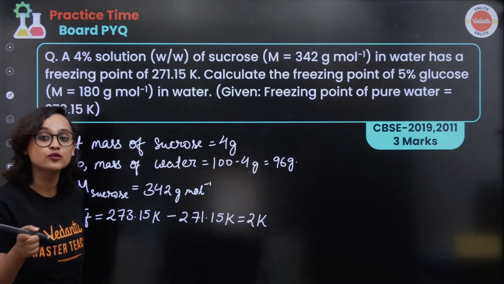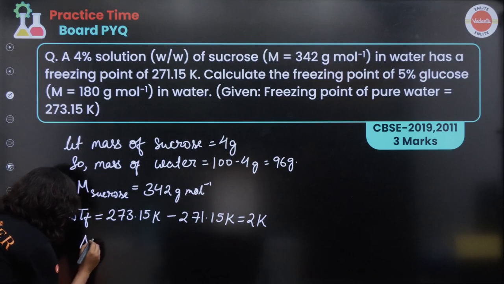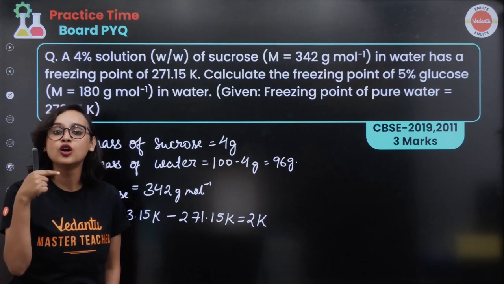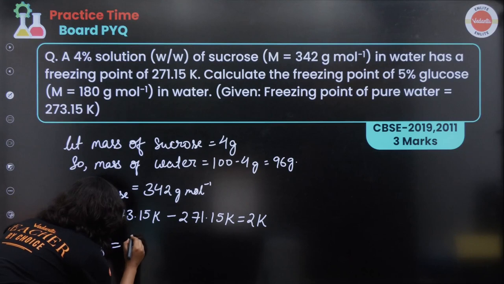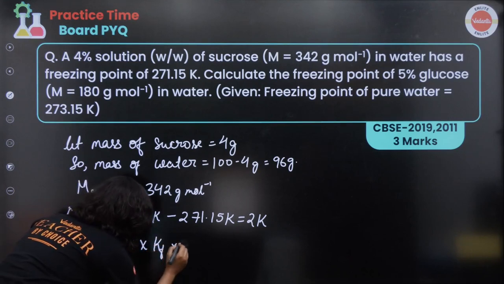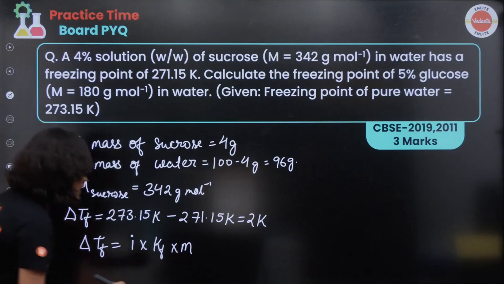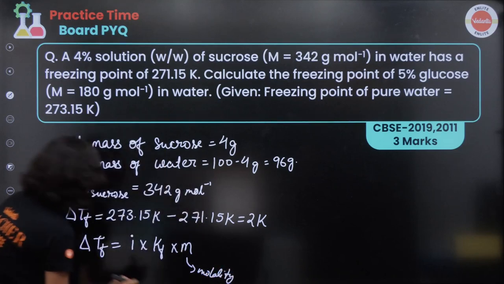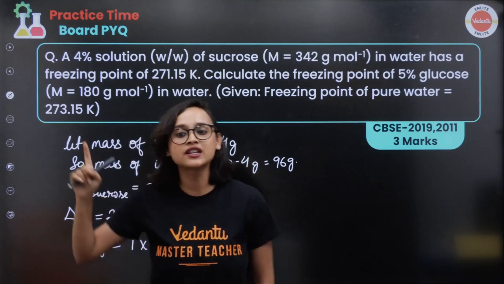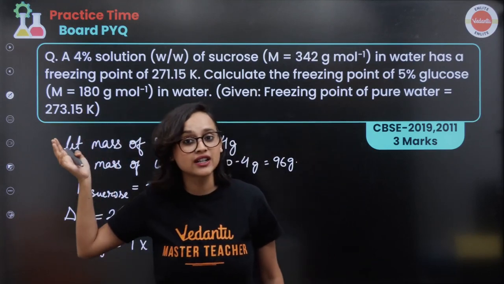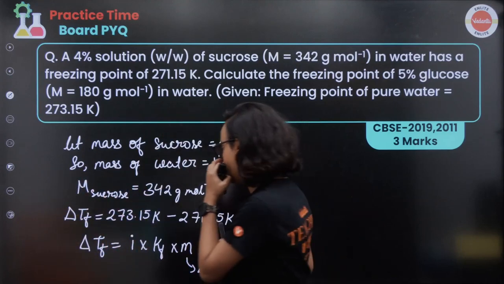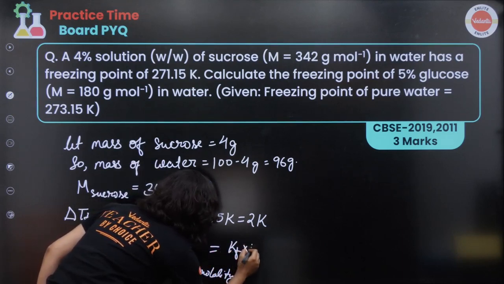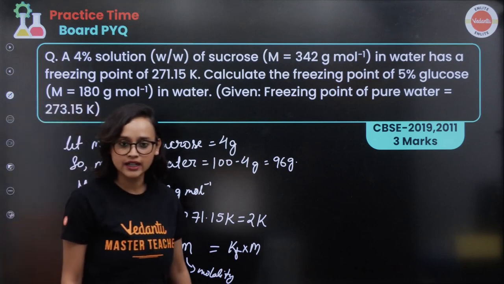Now it's time for us to use the formula. What is the formula, guys? Delta TF is equal to i into KF into molality, i into KF into m, where m is molality. I will be equal to 1, because this is sucrose. Is sucrose an electrolyte? Will it dissociate completely? Not at all. So i is equal to 1. That means I can write it as KF into m.